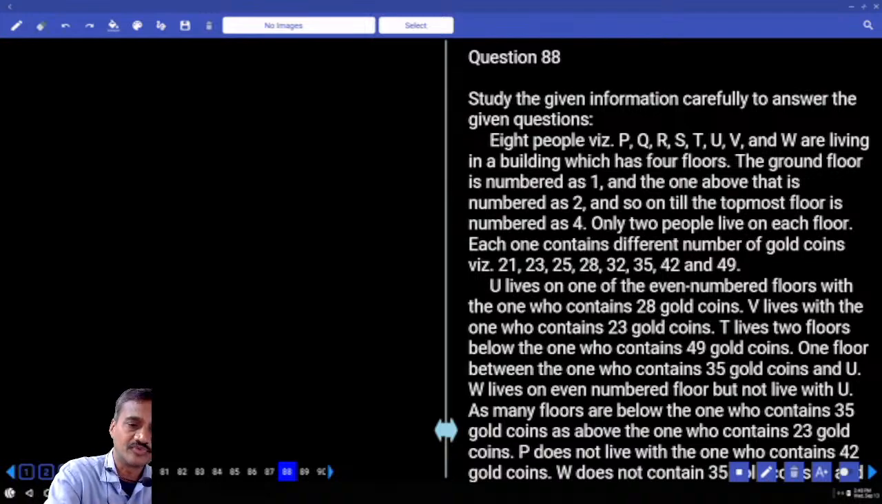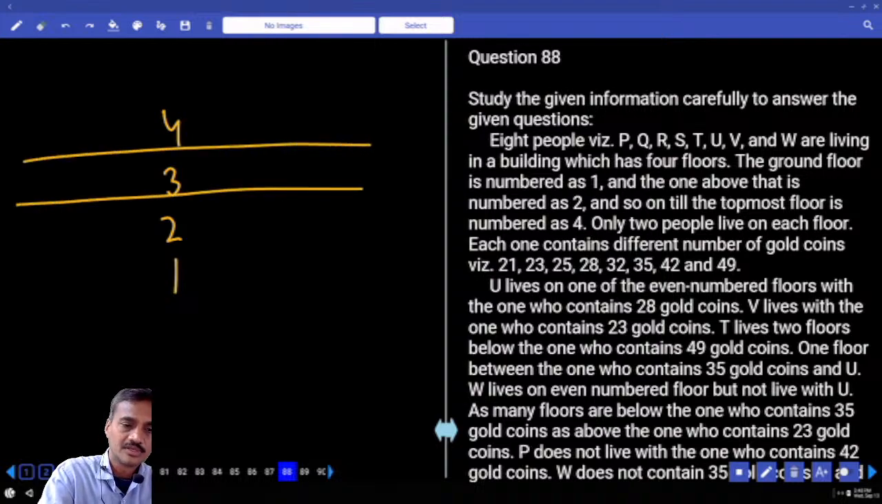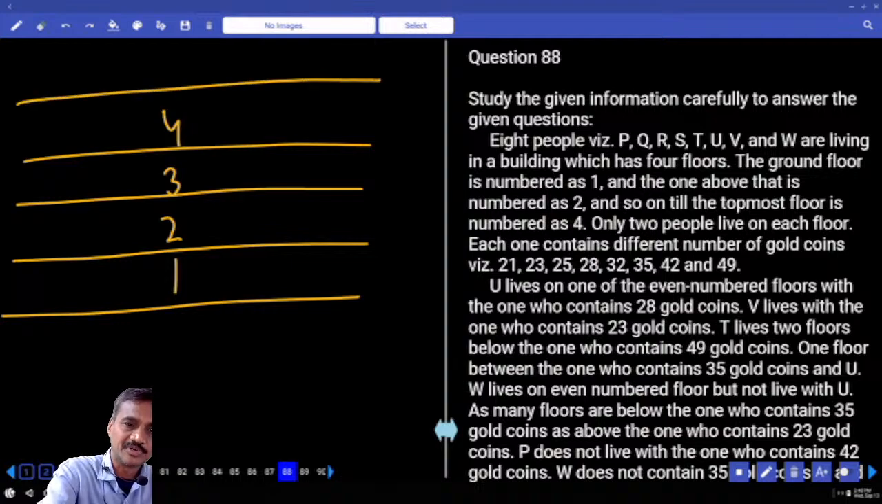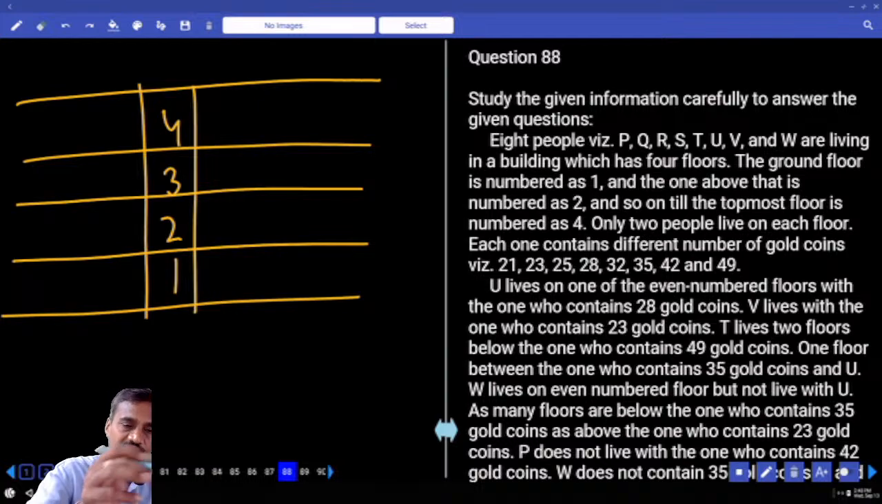Now here, how many floors are there? 4, 3, 2, 1. Now 4 floors are there. He has not given anything regarding the flats. 8 persons are living on these floors. As 8 are living on these floors, U lives on an even numbered floor with 28. That means U is here with 28. Clear? Or U and 28 in any order, because flats were not given.